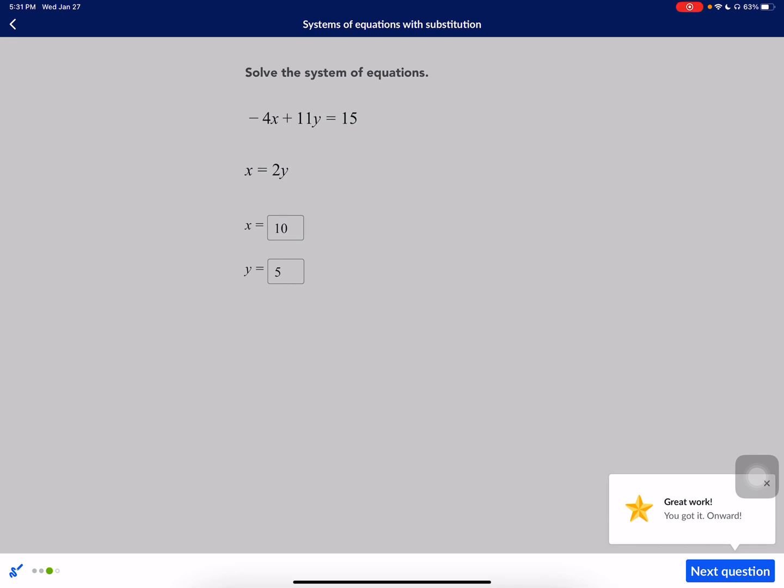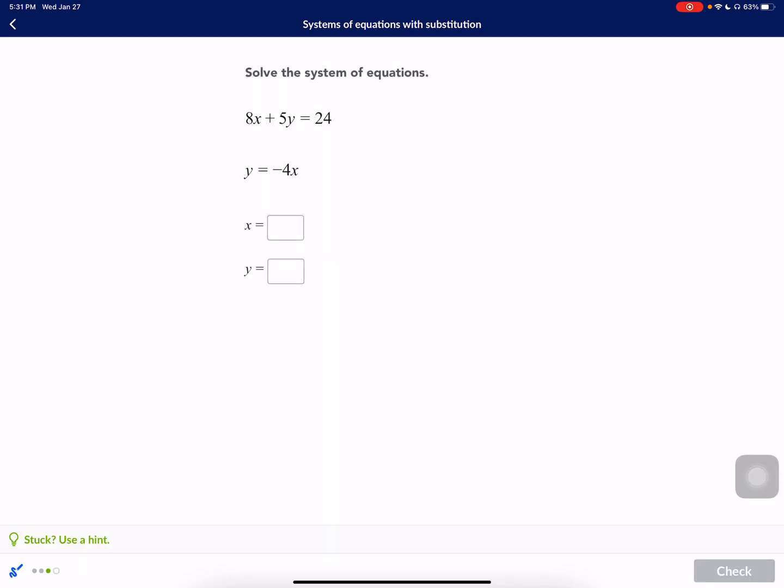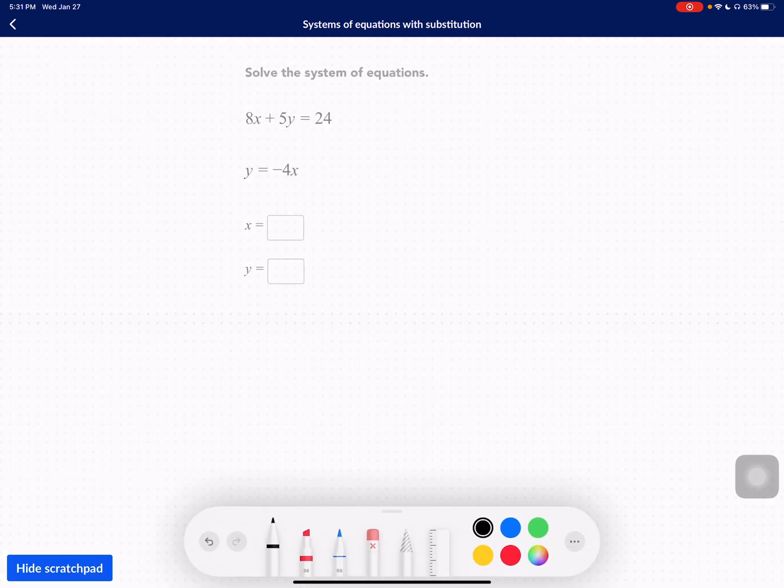And there we go. So let's do one more here. Now this one gives us what y equals. So once again, this is a system. So if y here equals negative 4x, then this y here also equals negative 4x. So let's go ahead and substitute that in.